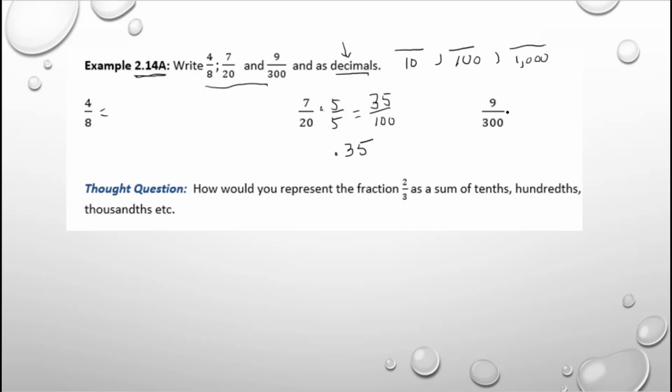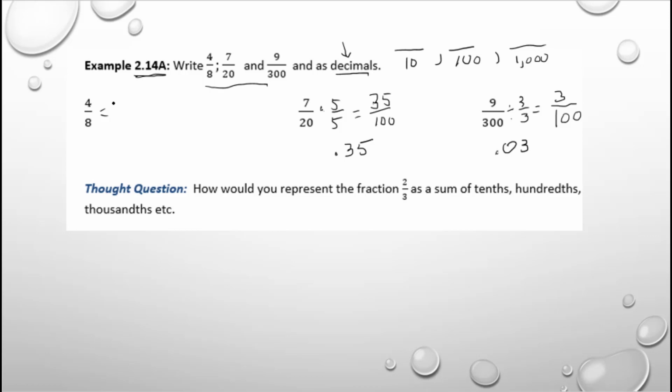9 over 300, I can divide the numerator by 3, and I can divide the denominator by 3. And that'll get me to 100 here. I got to get to 100, 1,000, or 10. And that's 3 here. Now be careful here. It's not 0.3, because there's nothing in the tenths place, but there's 3 in the hundredths place.